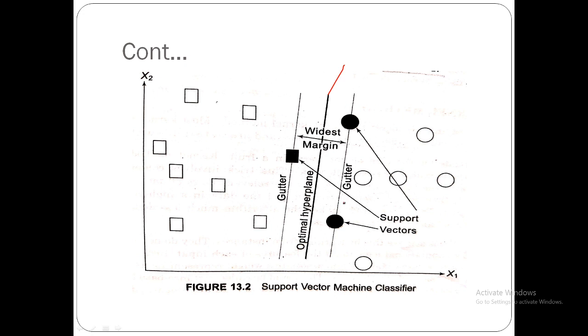This line is also called a gutter between the roads. They call this one a big road, and at the end of the road the gutter will be there. So it is also called a gutter between the roads, at the end of the roads. These points are considered as support vectors. See how exactly it works.